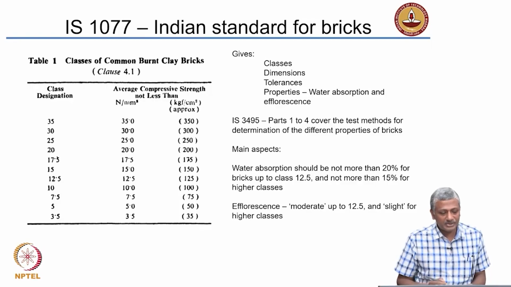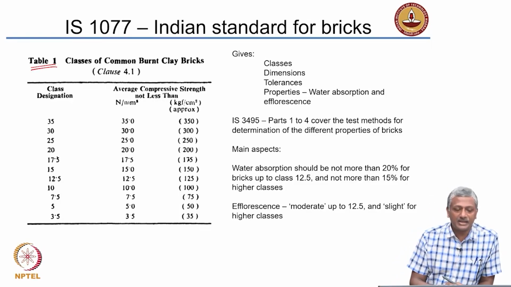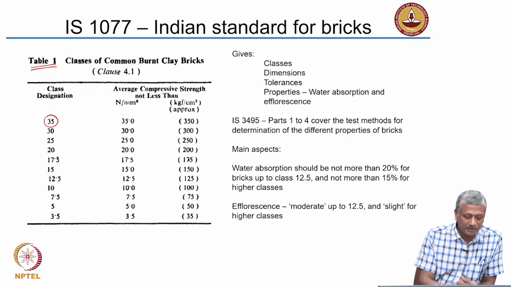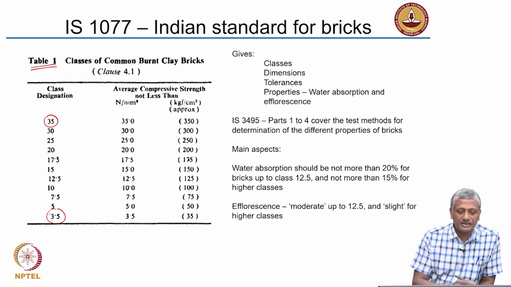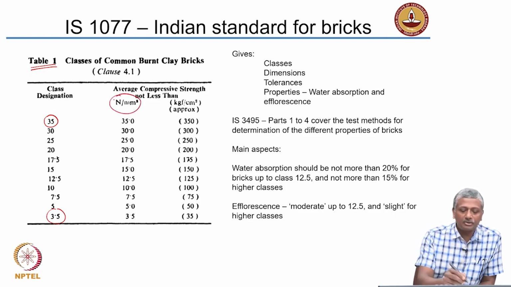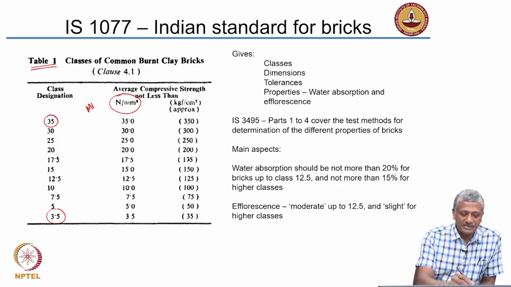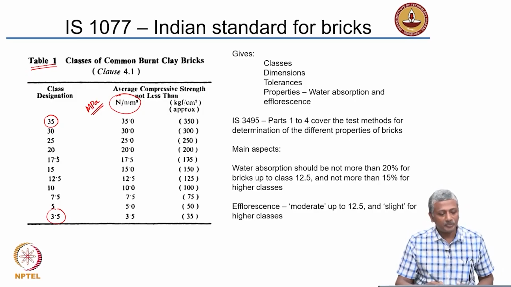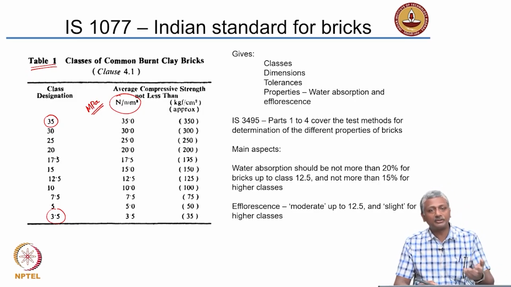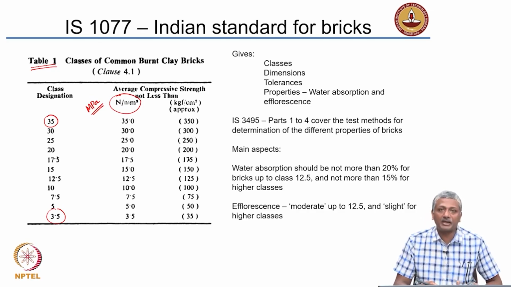So here, for instance, in table 1 of this IS 1077, you have the class designations going all the way from 35 down to 3.5. And what are these numbers depicting? They are simply depicting the strength of the brick in Newton per square millimeter or in megapascals. Newton per square millimeter is the same as megapascal. So a class 35 brick has a strength of 35 megapascals. A class 10 brick has a strength of 10 megapascals.